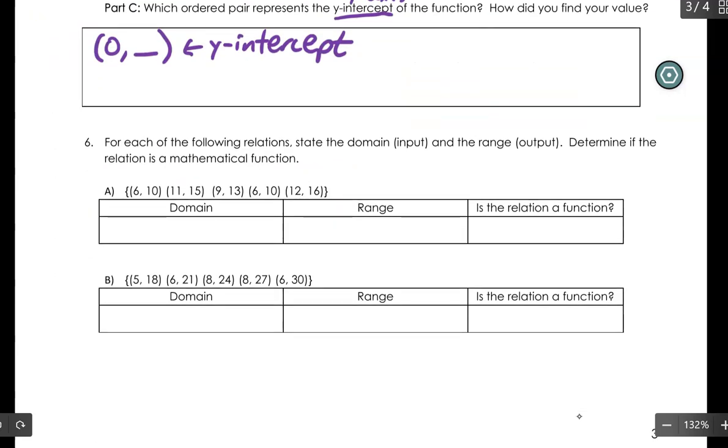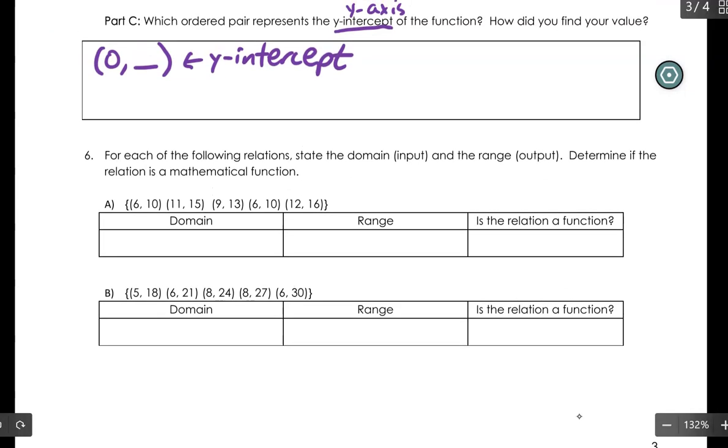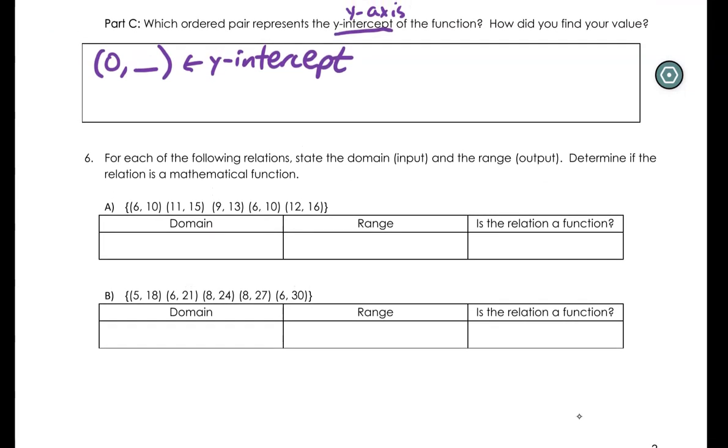Okay, number 6. All right, so this question is split into 3 parts per question. So we're going to do A first and then B. So just to show you, you kind of do the same thing for each of these questions. Okay, so domain is X, range is Y, and is the relation a function? Yes or no?